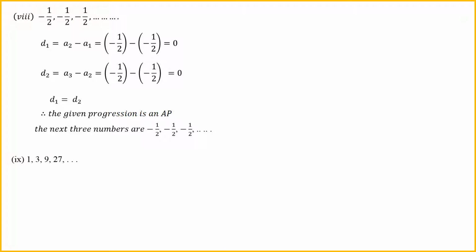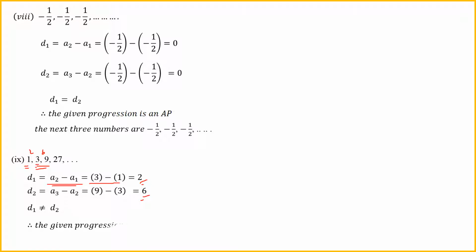The next question: 1, 3, 9, 27. Obviously, this is not an arithmetic progression, as the first term is 1 and the second term is 3. The difference between 1 and 3 is 2, but the difference between the next two terms is 6, where d1 is not equal to d2. It's explained here: a2 minus a1, 3 minus 1, is equal to 2. a3 minus a2 is equal to 6, where d1 is not equal to d2. Therefore, it is not an arithmetic progression.